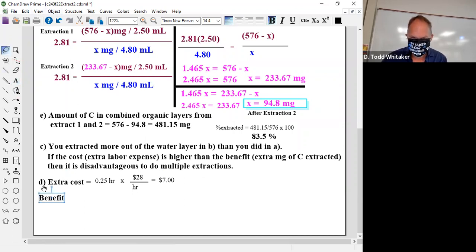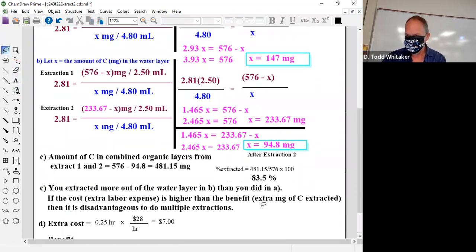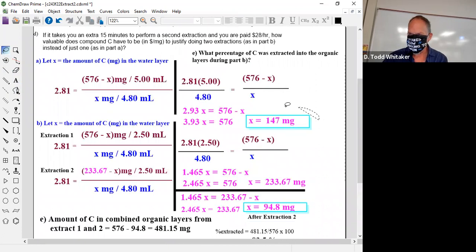What's the quickest way to figure out what's the benefit? The benefit is extra milligrams of C extracted. This is how much was in the water layer doing one extraction with 5 milliliters of dichloromethane. This is what's left in the water after doing 2 extractions, each with 2.5 milliliters dichloromethane. So what's your benefit here?